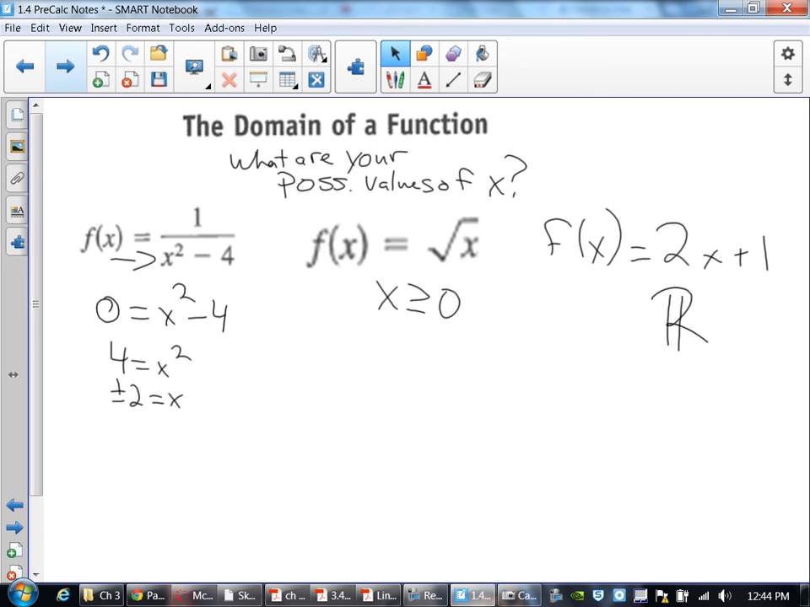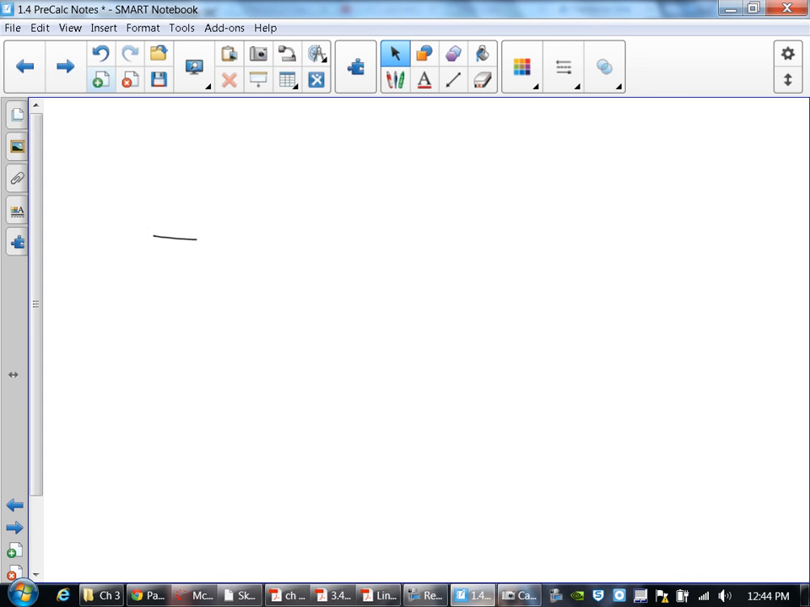Okay? That's all you do? It cannot equal plus or minus 2 because if it is 2, what's 2 squared? 4. What's 4 minus 4? 0. Can you divide by 0? No. What's negative 2 squared? It's 4. What's 4 minus 4? 0. Can you divide by 0? No.